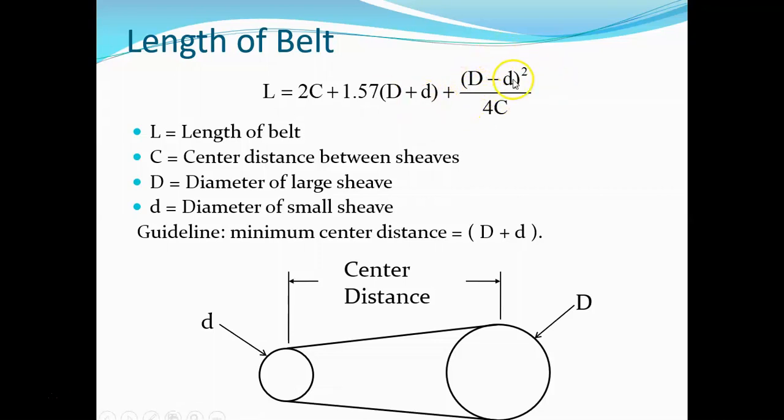And then you come over to this section, do what's in the brackets first. So we're going to subtract the smaller from the larger sheave. So it's 8 minus 4, and it's going to give you 4. You're going to square that, so you're going to have 16. And 4 squared is 16, it's 4 times 4. And then that's going to be divided by 4C. So you're going to multiply your center distance, C, by 4, and you're going to get 144.